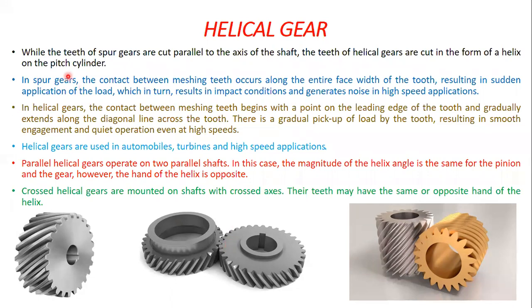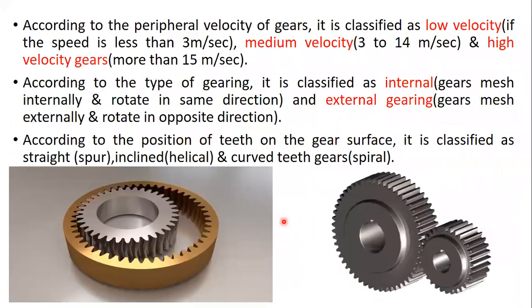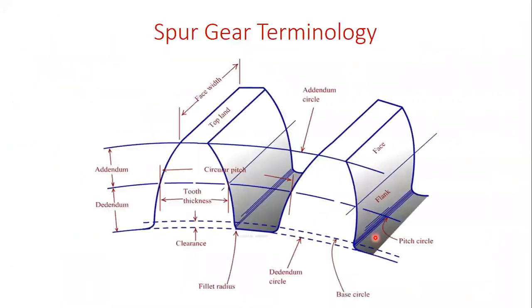Both spur gear as well as helical gear are used for high speed applications. And the major difference is that here the teeth are cut in the form of the helix, whereas in the spur gear the teeth are parallel to the axis of the shaft.